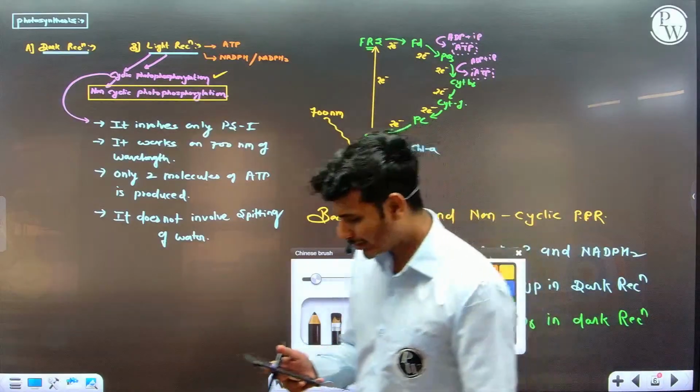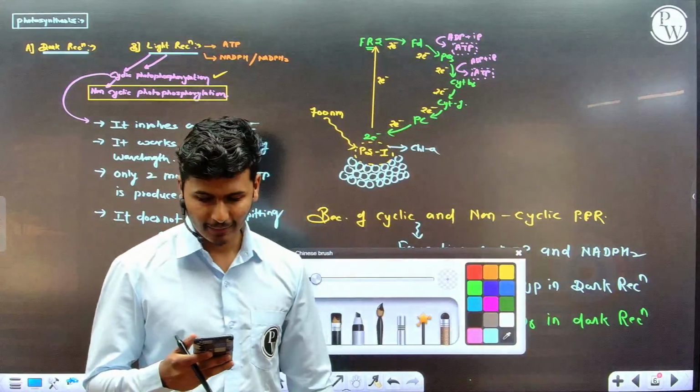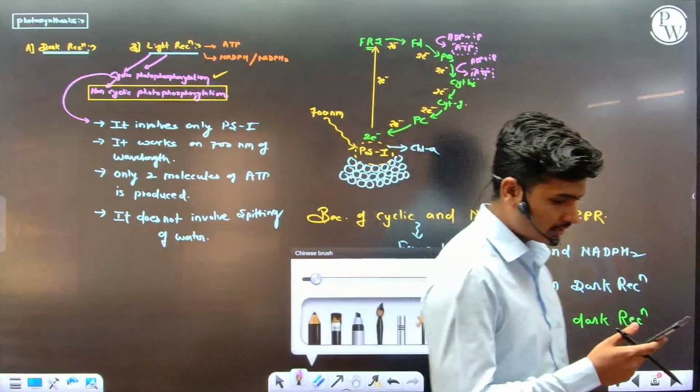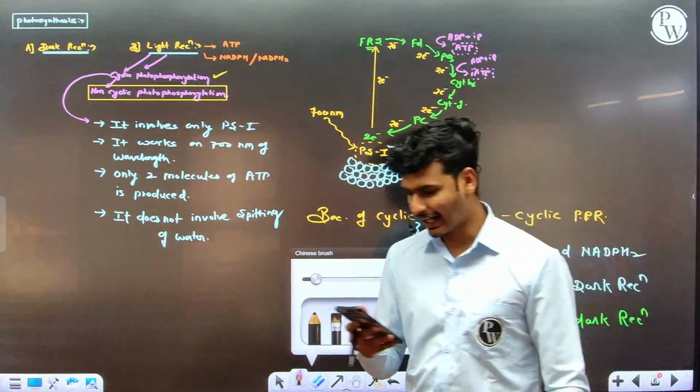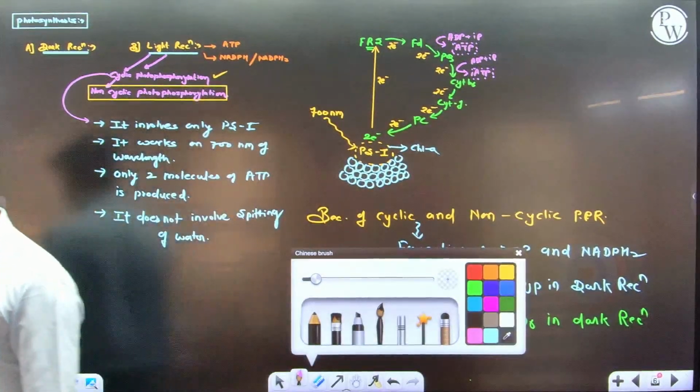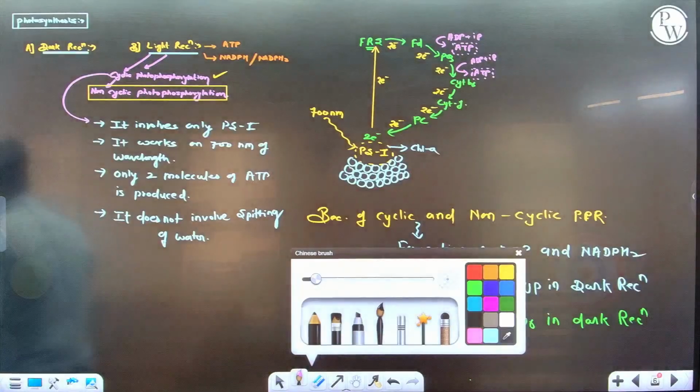Pheophytin, primary electron acceptor. It is right. Mayank is saying yes sir. Ashik Muhammad is saying, sir, I just want to qualify NEET. Please tell me the important chapter in biology.